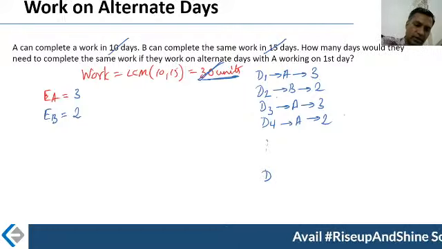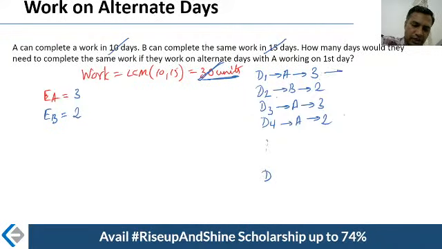Look at the cumulative work here. The cumulative till here is 3 units. Cumulative means total accomplished, 3. What is the cumulative here? 5. What is the cumulative here? 8, which means 5 plus 3, 8.